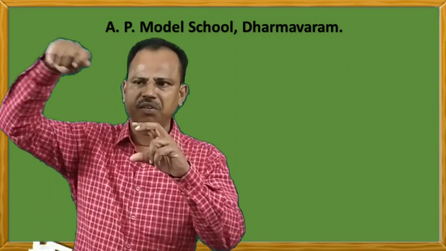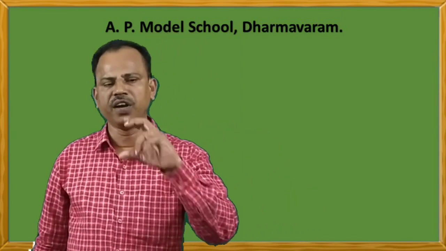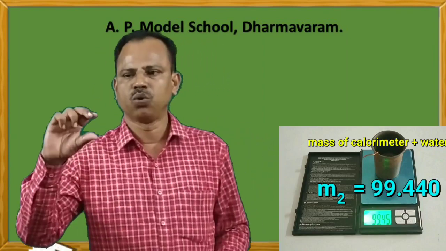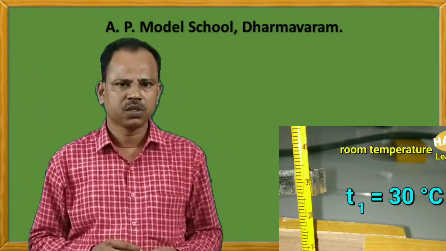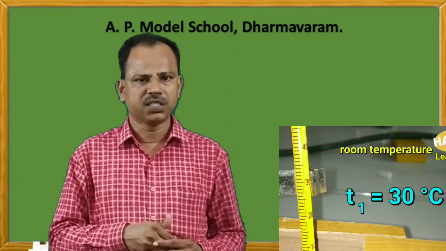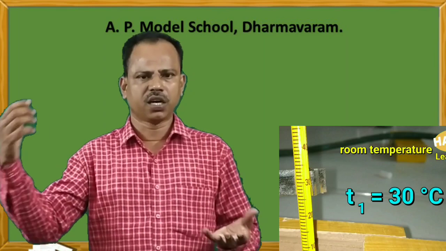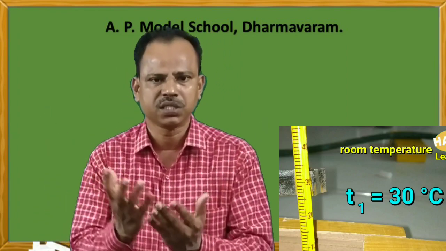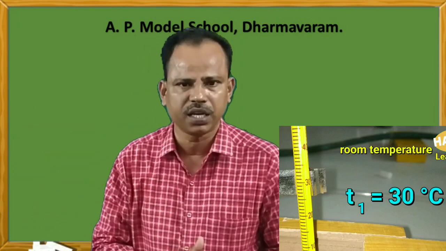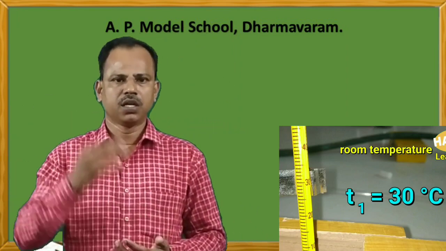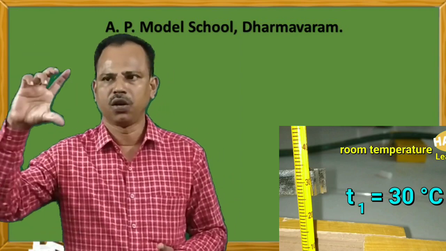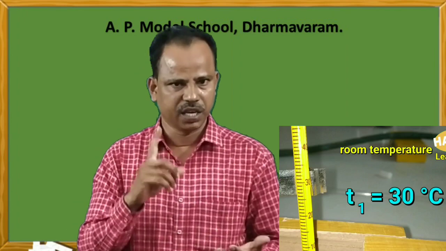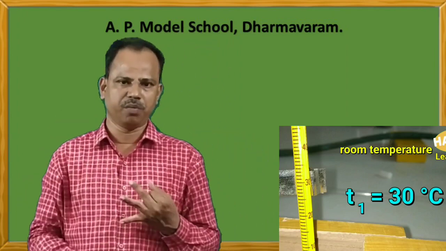Then fill this calorimeter with water. Two-thirds of the calorimeter is filled with water, and now this calorimeter along with the water mass is determined and is noted as M2. Now the room temperature is noted as T1. Room temperature means the water in the jar, the water poured into the calorimeter, or the calorimeter itself is at room temperature. So the room temperature is noted by suspending a thermometer in the room for about 5 to 10 minutes. Leave it for about 5 to 10 minutes, note down the reading of the thermometer, that will be the room temperature, equivalent to the temperature of the calorimeter and the water taken in the calorimeter.